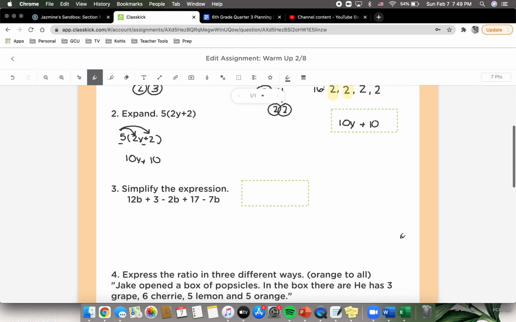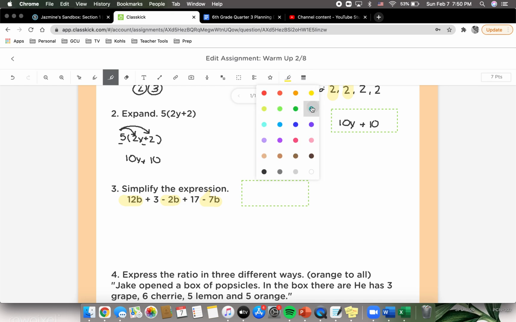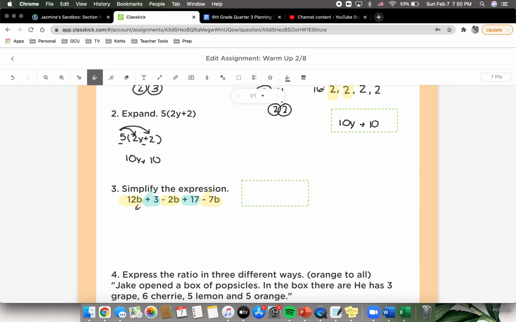Moving on to number 3, it says simplify the expression. We have 12b plus 3 minus 2b plus 17 minus 7b. That is a lot, so what we're going to do is first highlight all the like terms. So 12b is a like term to negative 2b and to negative 7b. And then we have a positive 3 and a positive 17 left over. So we know that positive 3 is a like term to positive 17. Now that we know this information, we are going to combine like terms, starting with 12b and negative 2b.